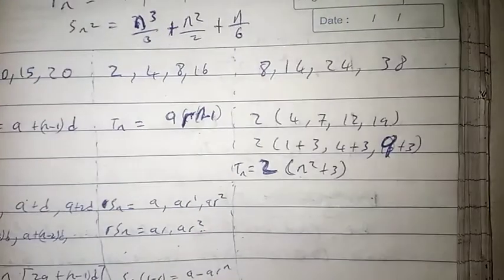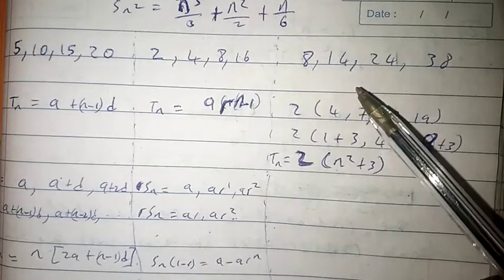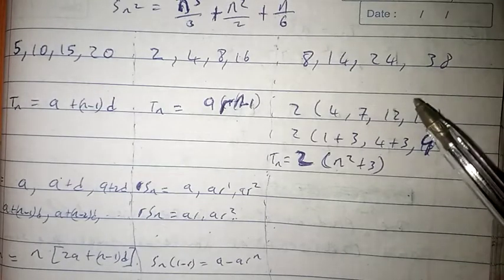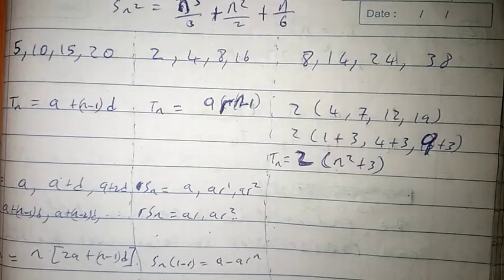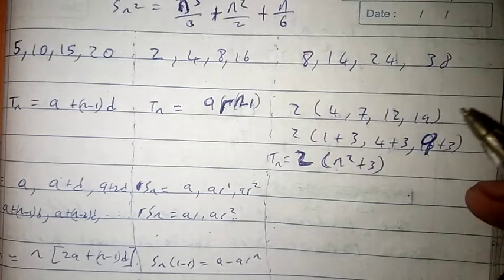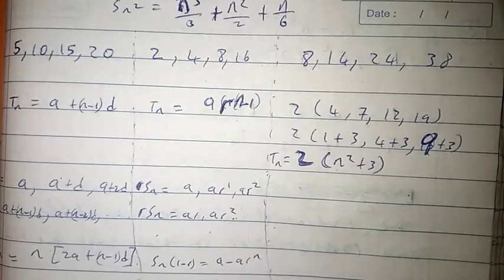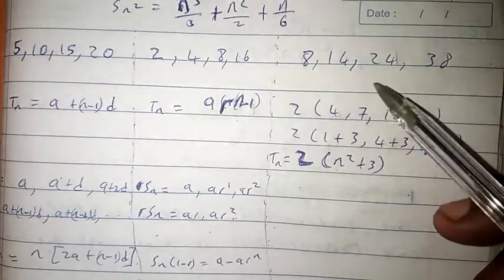For example, take this sequence. Because you have to observe, it can be very difficult to derive the formula for sequences and series, because you don't know what changes are being made to the series, and so you have to do trial and error to get these particular formulas. For example, take 8, 14, 24 and 38, and if they ask you to derive the formula for the nth term for this series, it will be very difficult because you have to do trial and error.